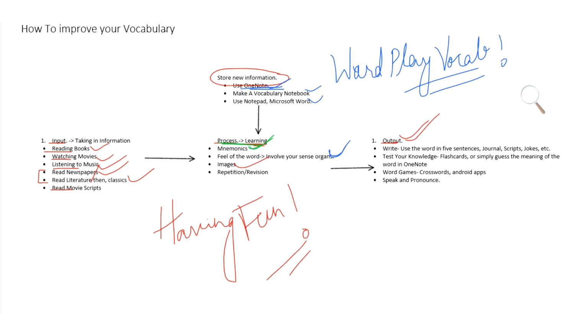There's another method, the old school method I would say, which is repetition or revision of the new words. Repetition is in some ways necessary even if you're learning by the method of mnemonics or involving all your sense organs or using images, because no matter what method you use, after a few days, you're going to forget the new words. So you need to repeat and revise the older words that you had previously learned. So repetition and revision is a must.